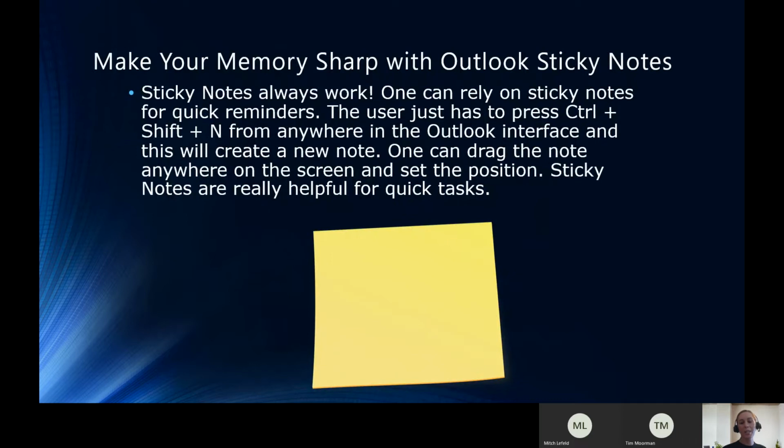So this is kind of a cool trick that I didn't know until I was doing research for this webinar, but you can do sticky notes within Outlook. If you do Control Shift N, that's going to give you just a little post-it note and you're able to just save it as a file. Then that way, as you're going through your email, you can create notes for yourself and then just save them onto your desktop, and then you have it for quick reference.